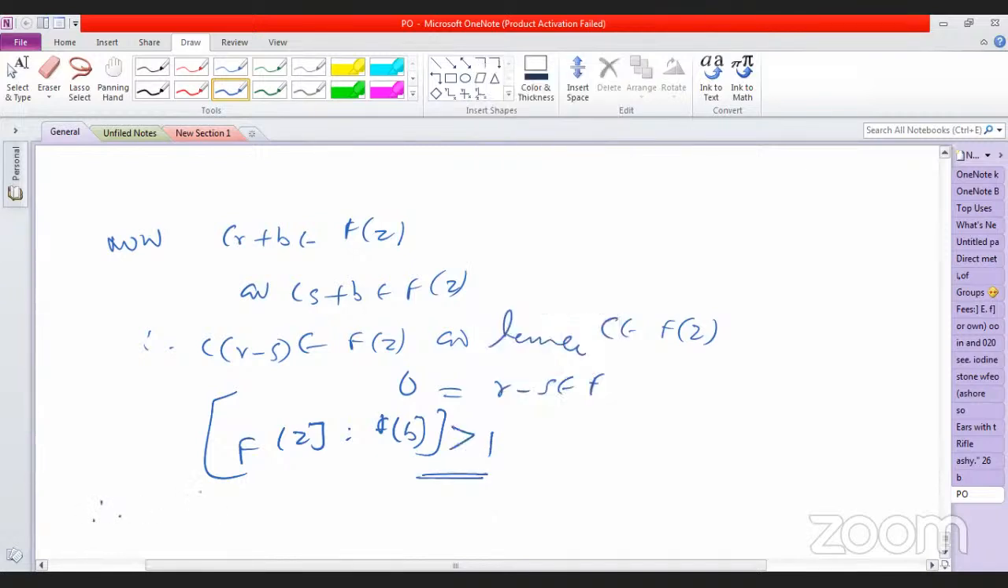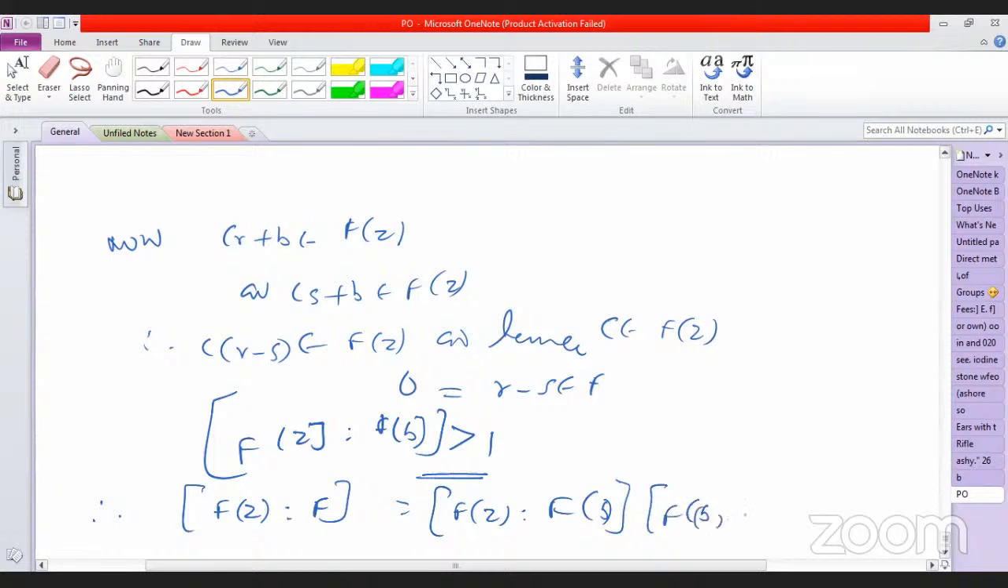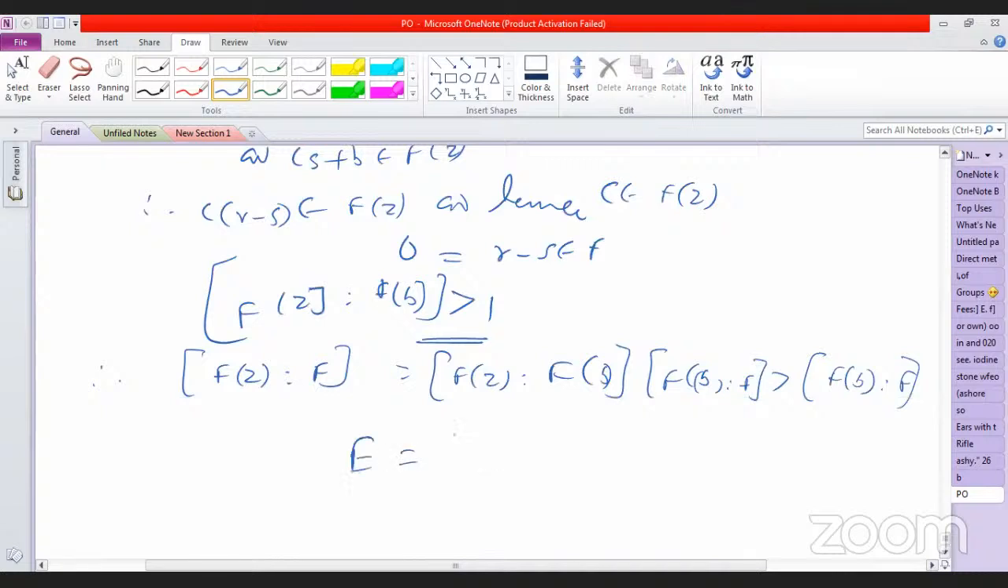So therefore the degree of F of Z over F is equal to the degree of F of Z over F of B times the degree of F of B over F, we are writing here. So therefore the degree of F of Z over F is greater than the degree of F of B over F. So this contradicts the largest property of F of B over F. So therefore what is E equal to? Equal to F of B, sir. Very good. E is equal to F of B because of the largest property. So this is the condition we have proved for the intermediate field between F and E.